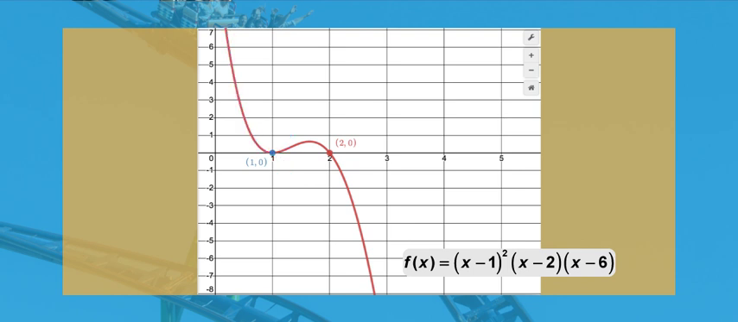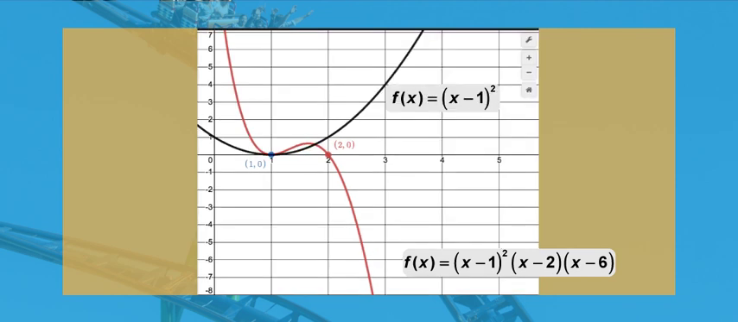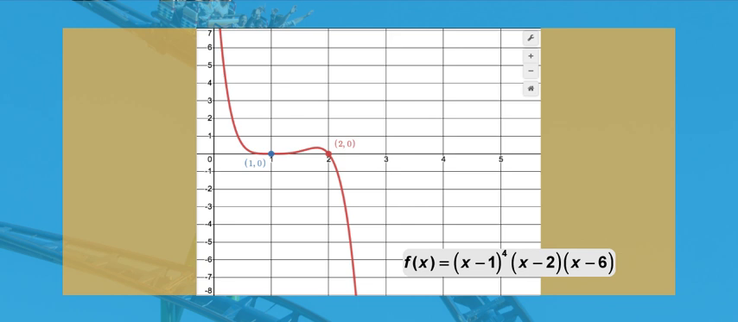Why does this happen? Look at the graph of the corresponding binomial squared. When a linear binomial factor is raised to an even power, you'll see this kind of behavior. Here is the graph of that same binomial raised to the fourth power. Now let's look at odd-numbered powers.